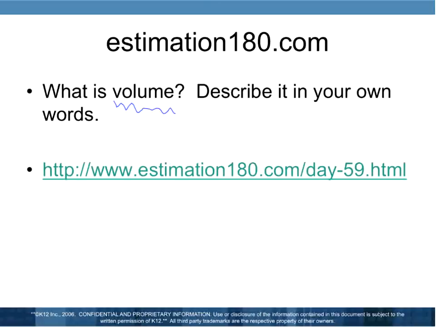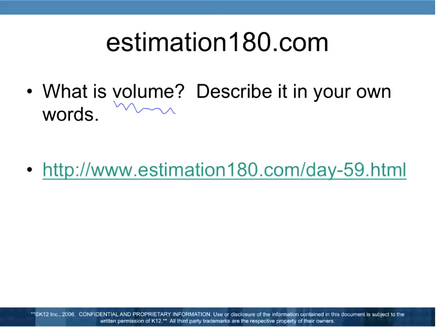What is volume? Can somebody describe volume to me? You can either type it in the chat area if you're at home, or just think about it if you're here in person. What does volume mean? Anybody want to give it a whirl? Daniel? The amount of space inside something, or I like to think of it as how much liquid would fill up a space. You know, that's kind of thinking of volume.